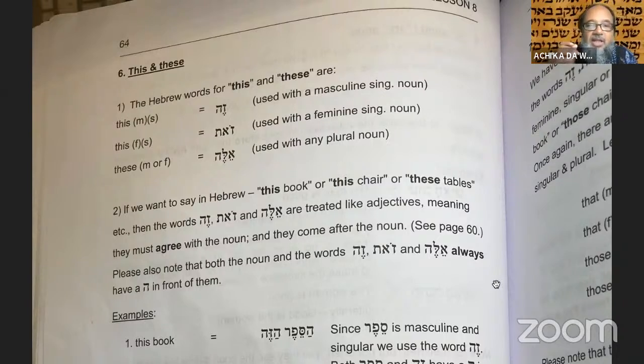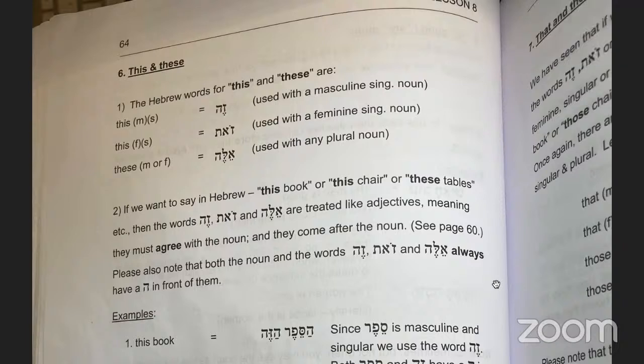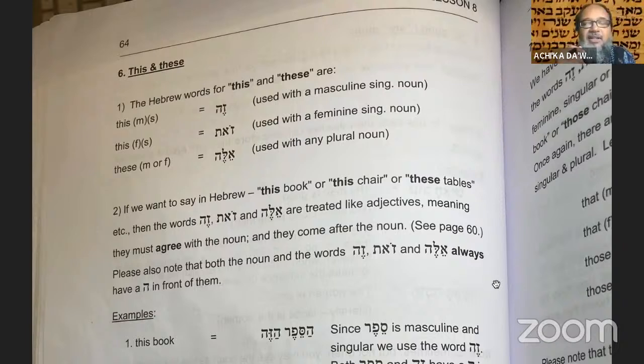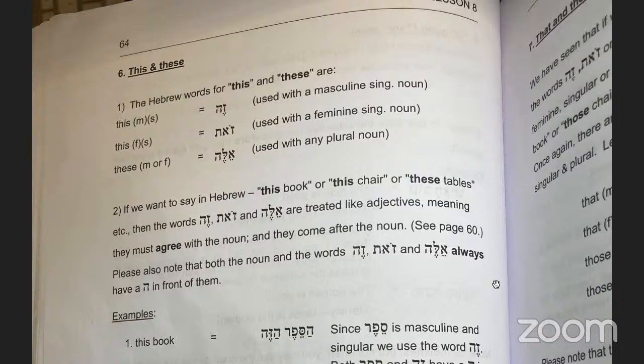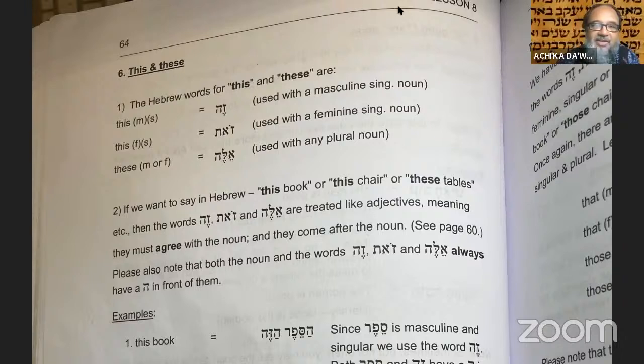So the Hebrew words for this and these are, and they give us a list here, ze, zoth, and ele, okay? Ze, zoth, ele. One of the ways that you can remember this is simply when I say ze, you say masculine, okay? Ze. Masculine. And I say masculine, you say what? Ze.